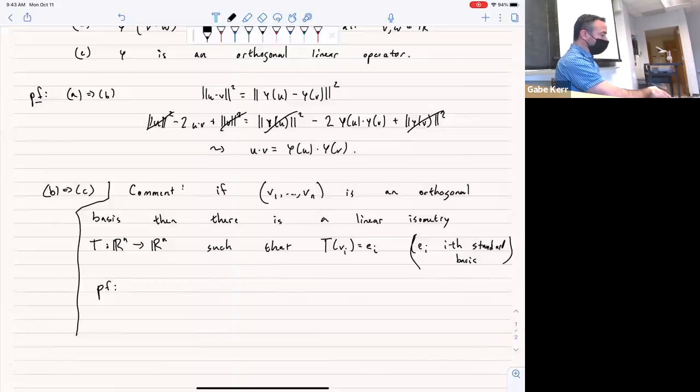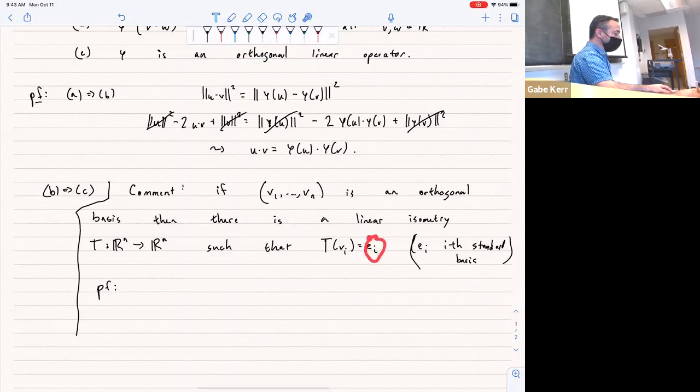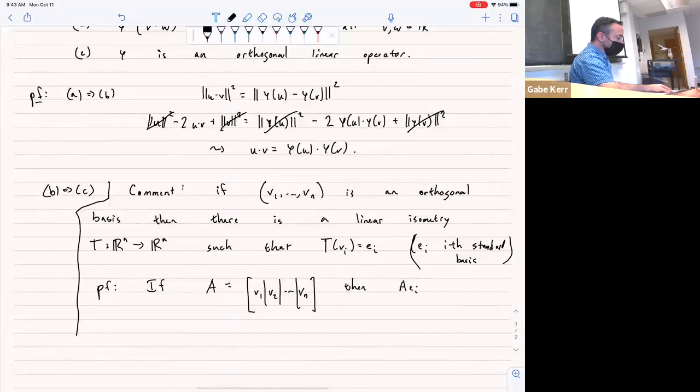So here I have n orthogonal basis vectors. And if I ask you the inverse problem, sending EI to VI, do I have a matrix doing that? Sure. I'm telling you what the matrix is. Let's call it A, equal to the matrix with columns V1, V2, through Vn. I just put these guys into columns to make an n by n matrix. Then A times EI equals VI, right?